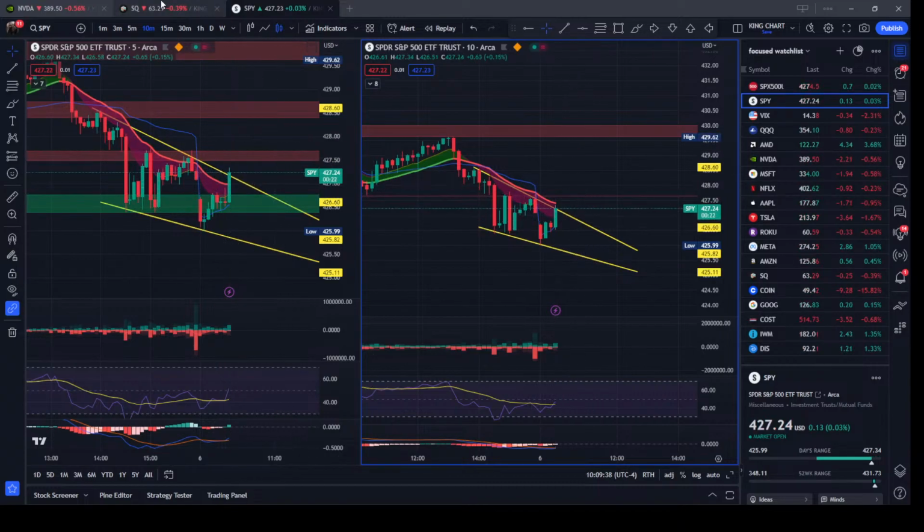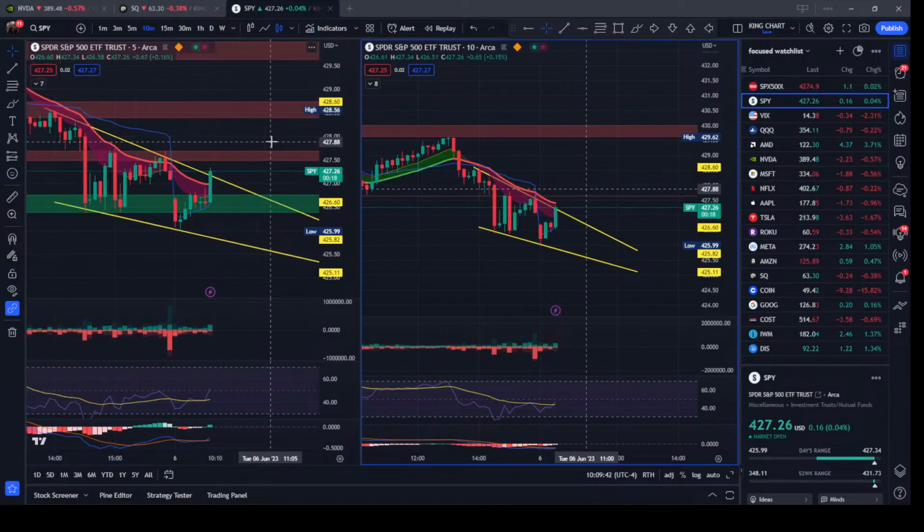My rule is that I don't get in before the candle closes. It's just my own personal rule. I found that when I entered too soon, I would get faked out way too often.